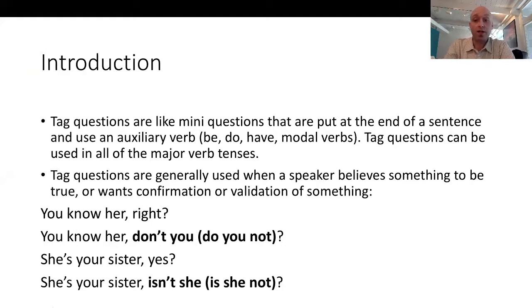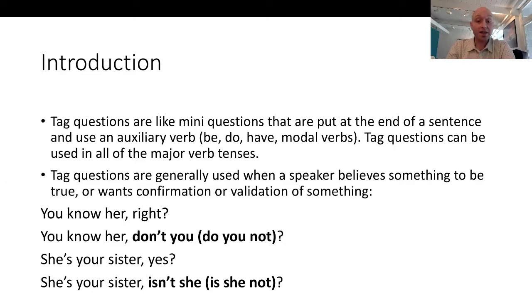What is a tag question? Well, tag questions are like mini questions that we put at the end of a sentence. They always follow a comma and use an auxiliary verb. The most common ones, as we've discussed before, be, do, have, modal verbs. Tag questions can be used in all major tenses.